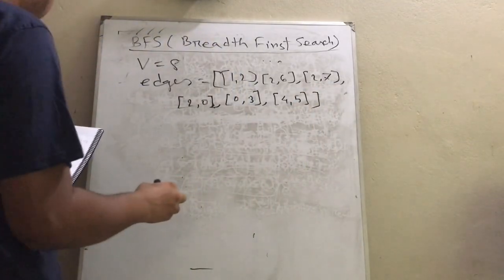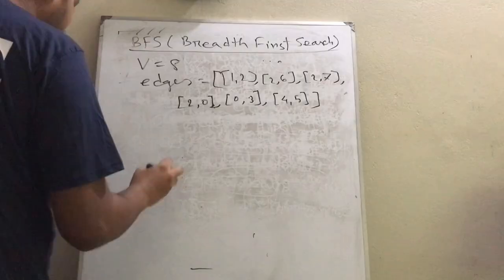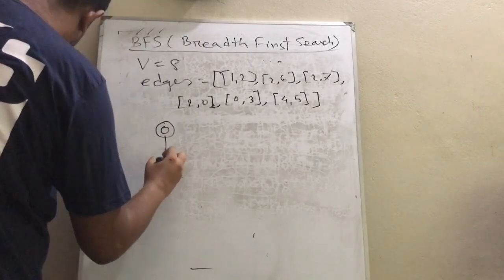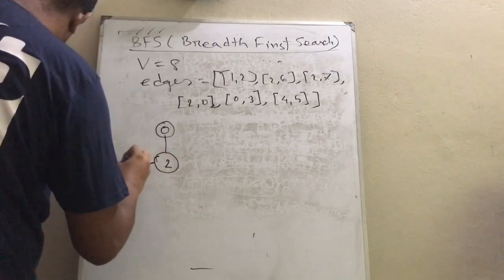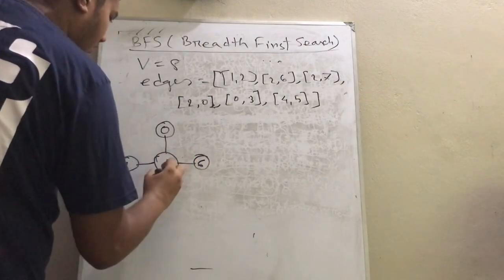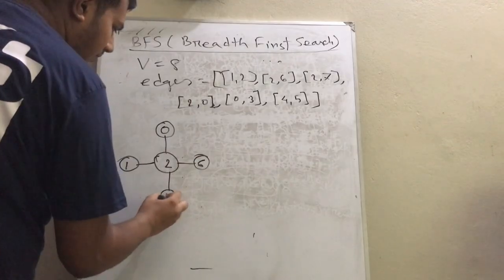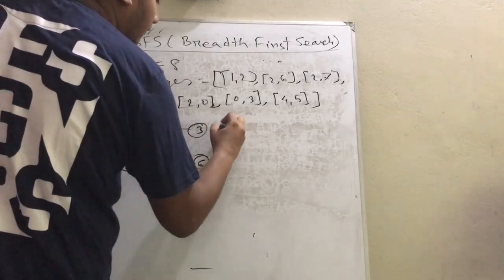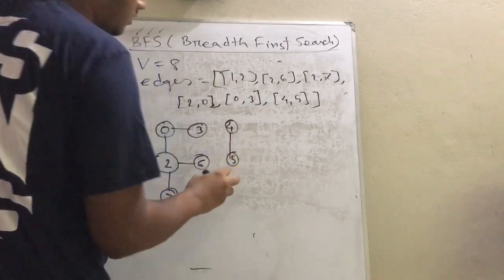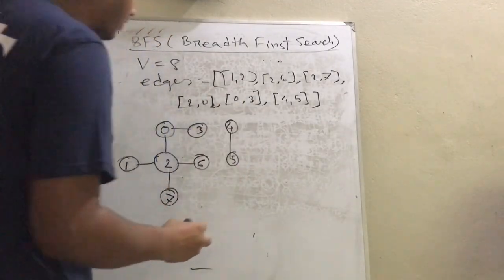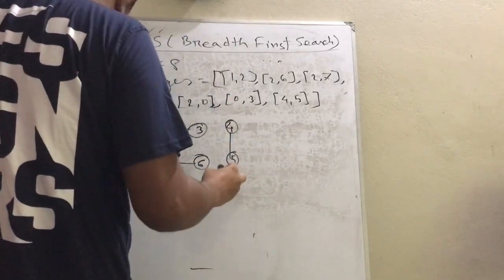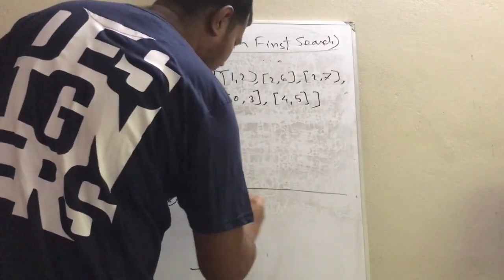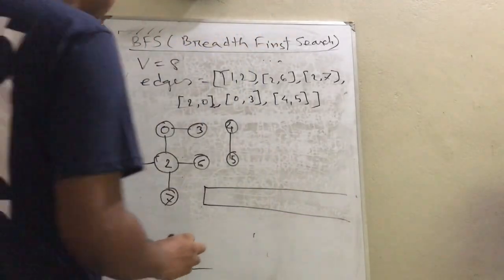So 0, 2, 1, 6, 7, 3, 4, 5. This is the graph. Okay, so we need a Q. Let's start with 0.